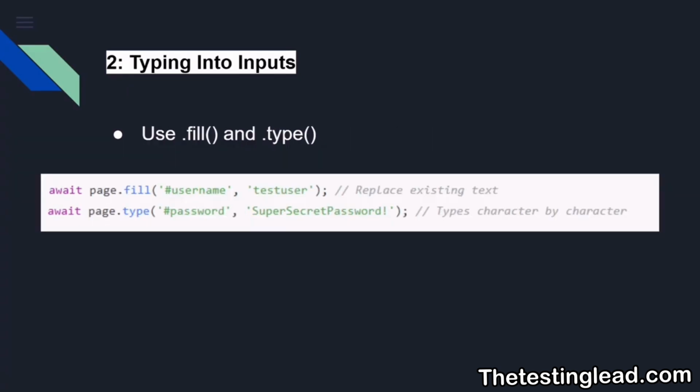Next, let's talk about typing into input fields. We have two ways of doing this: .fill and .type. If you want to completely replace whatever's in a text box and basically copy and paste your text, you do .fill. But let's say you have a drop down that updates by each letter. You can type in each letter one at a time doing .type.